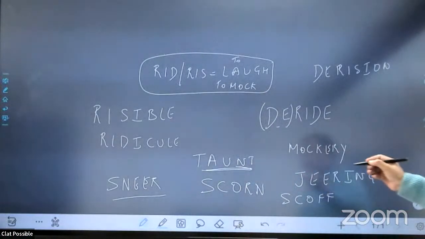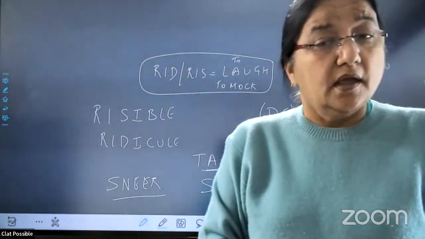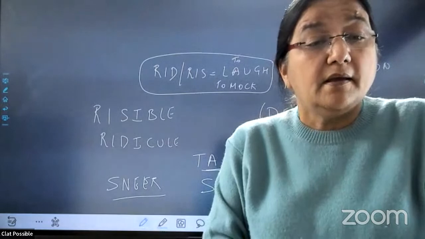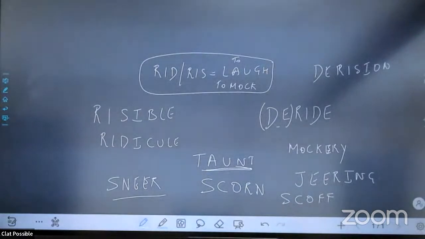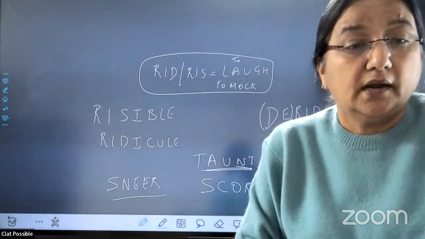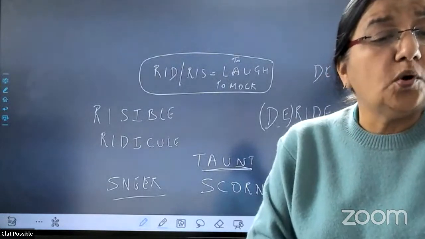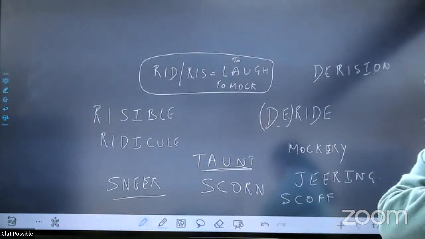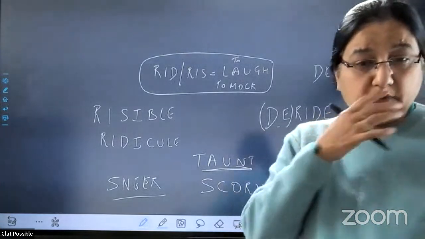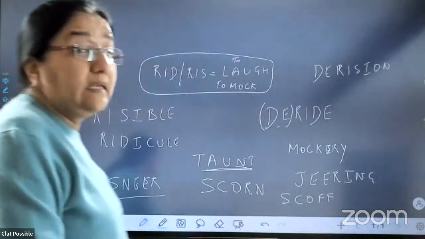Mockery, it's not that mockery will always be negative, but deride and derision is laughing at somebody, making fun of somebody. Sneering and scoffing and jeering. The opposition would sneer at the party in power. They would ridicule all their policies. His tone in the parliament, it was really, derision is mockery with an element of insult. To insult somebody. So that is basically the word where we are talking about a derisive tone.